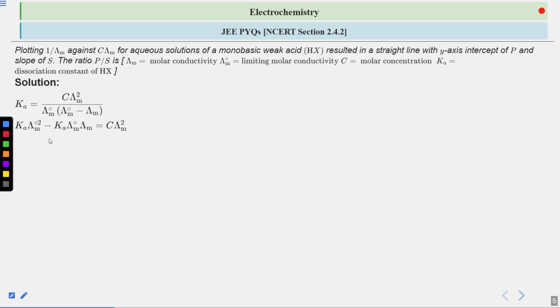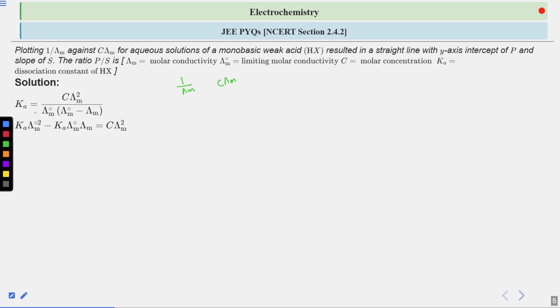Then we do cross multiplication to get an equation. Why do we want to get an equation? Because it is already given in the question that the graph between 1 by lambda m and C lambda m is a straight line, right? That means we want to conclude a straight line equation from this experiment or these results. So we try to make it an equation by cross multiplication.